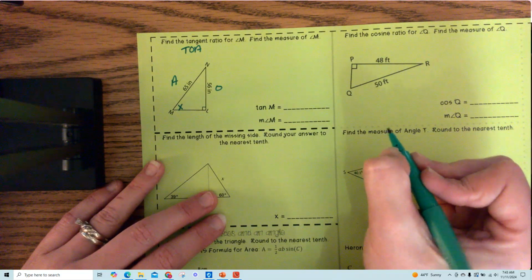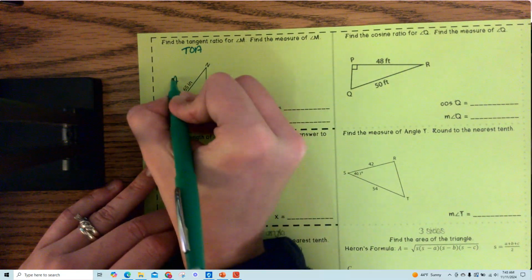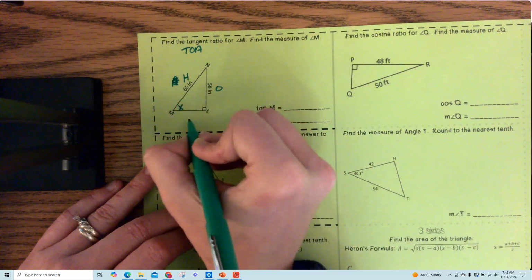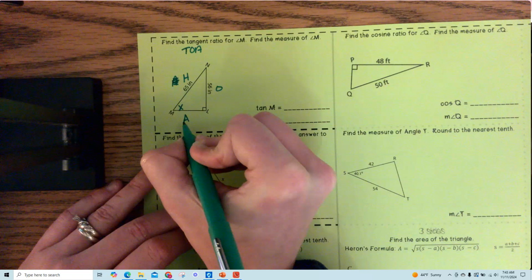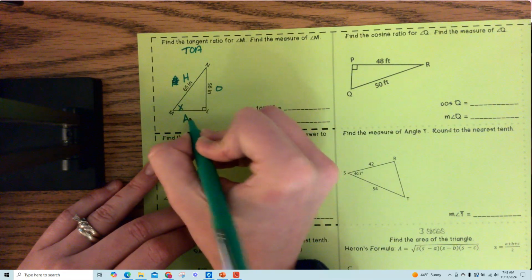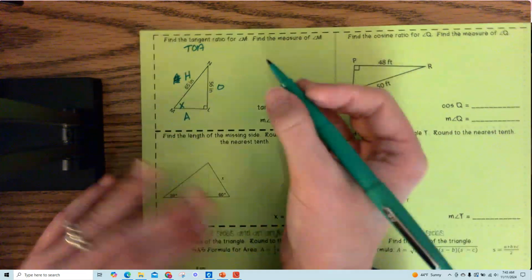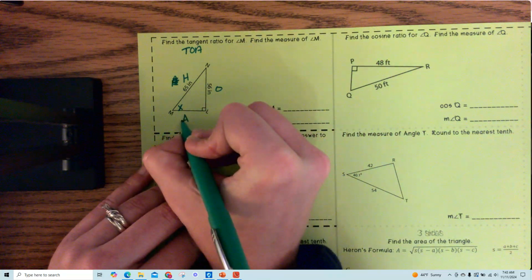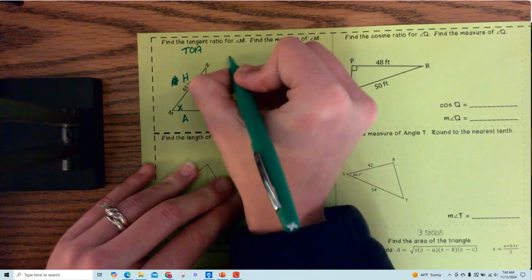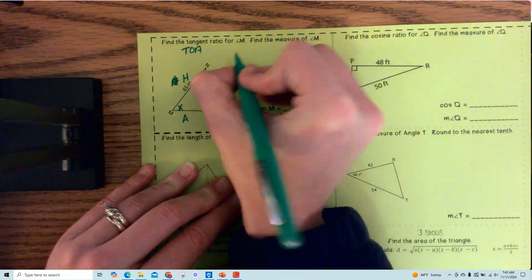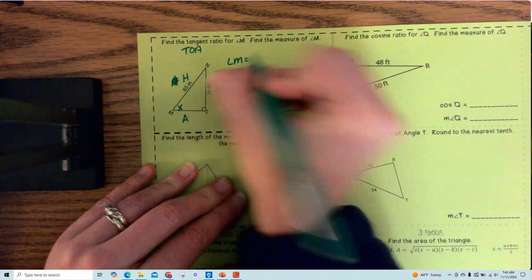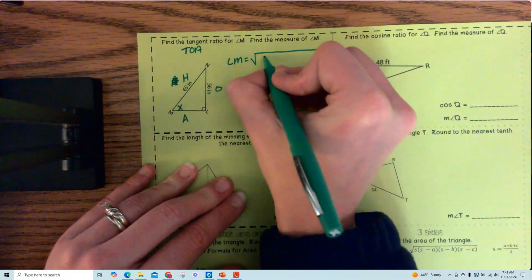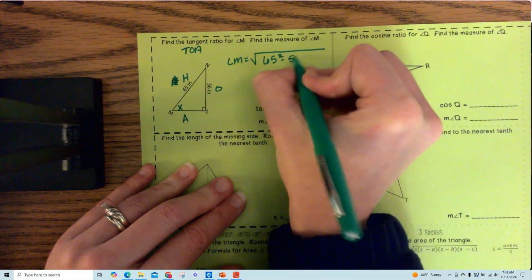Oh, that is not right. You'll see what I did? There's a right angle there. That's a hypotenuse. So I need the adjacent side. I need this side. So I can use Pythagorean theorem to find that. Okay? So the measure of the adjacent side, LM, is going to equal the square root of 65 squared minus 56 squared.